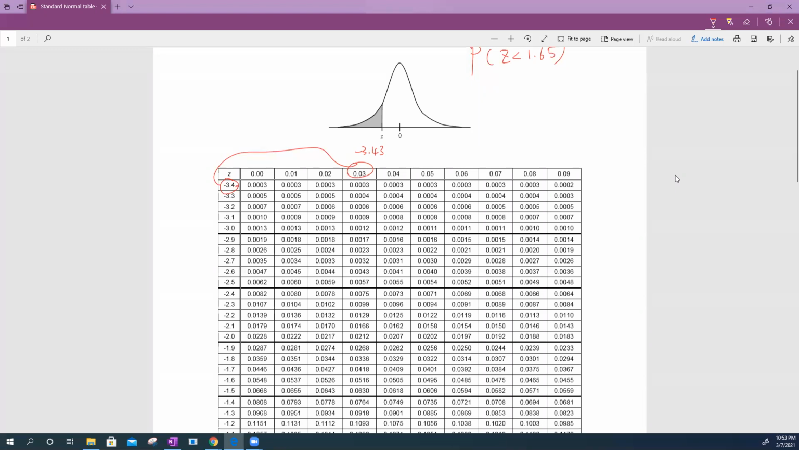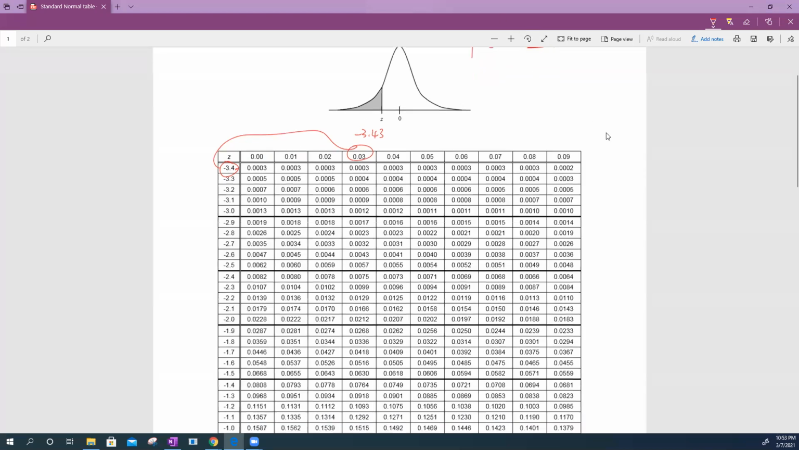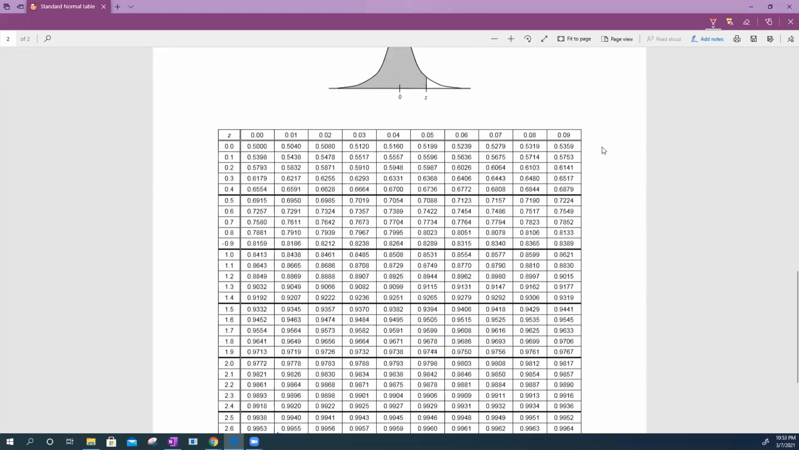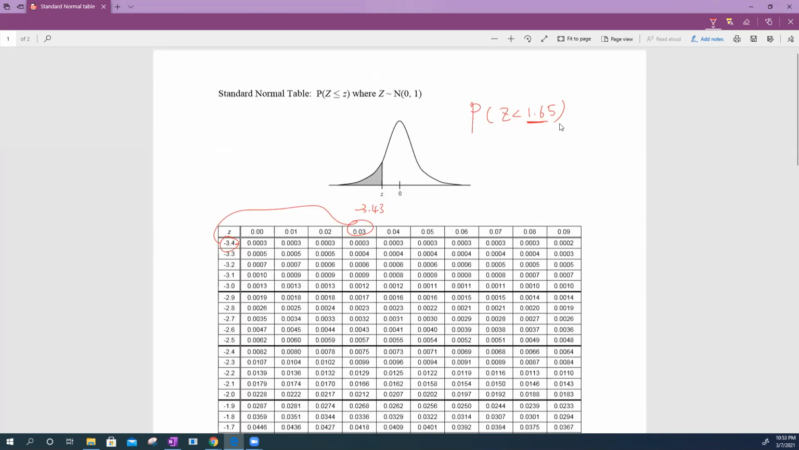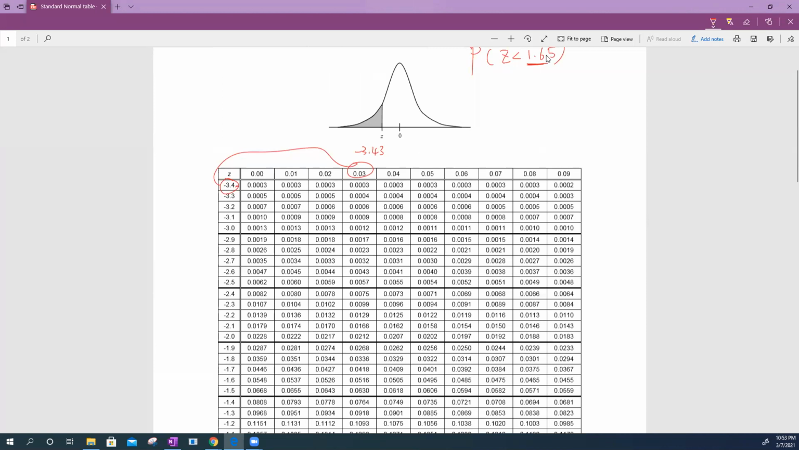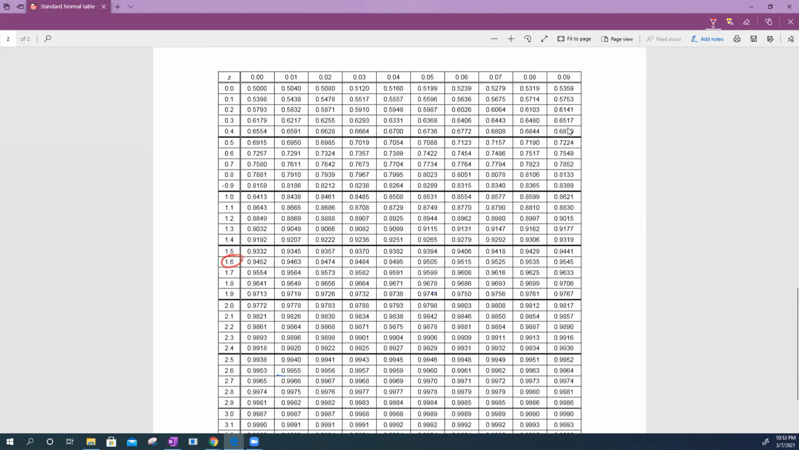Then if we want to read the number 1.65, we first check 1.6. So 1.6, that's a positive number, right? So we go to the second page and then we circle 1.6, right here. And then 6 what? The second decimal place is 5, right? So 1.65. So we go to the 0.05 column. So the 1.6 row meets with this 0.05 column. So then we have the reading 0.9505.